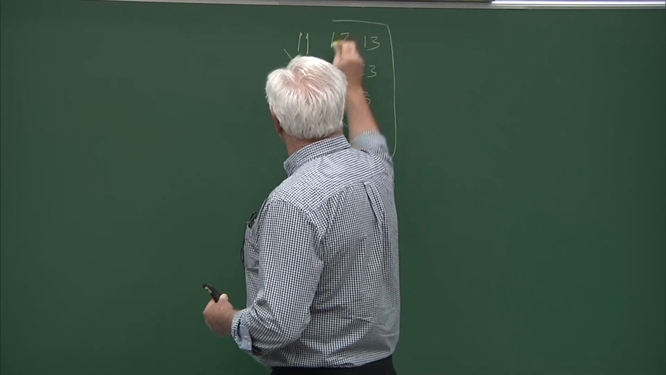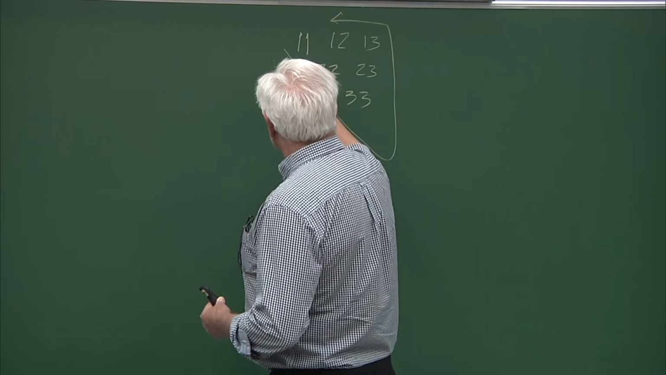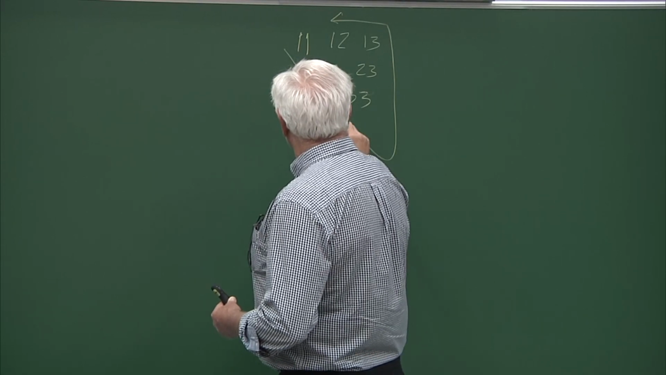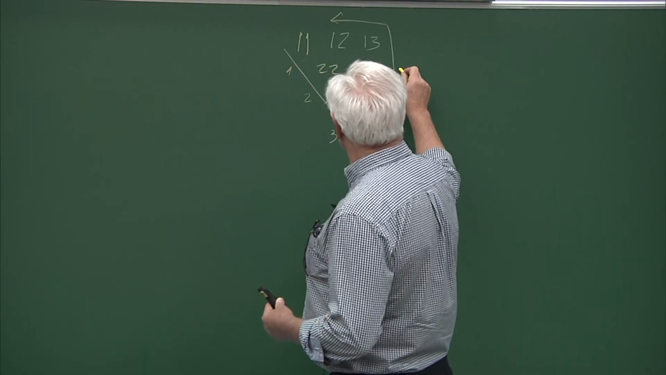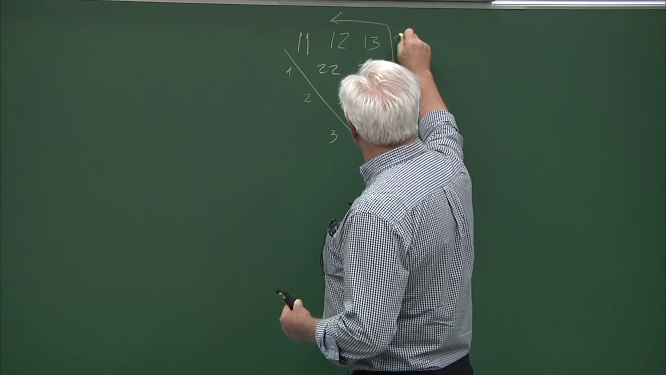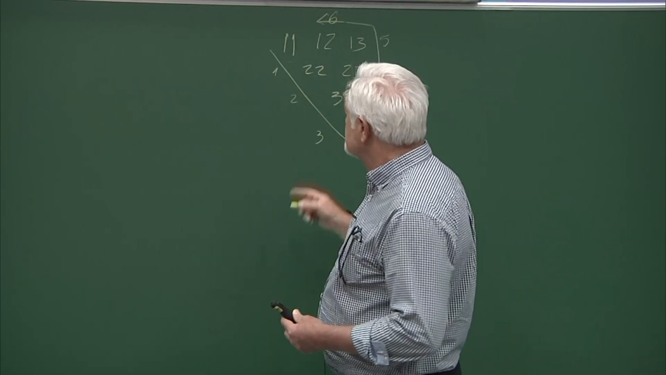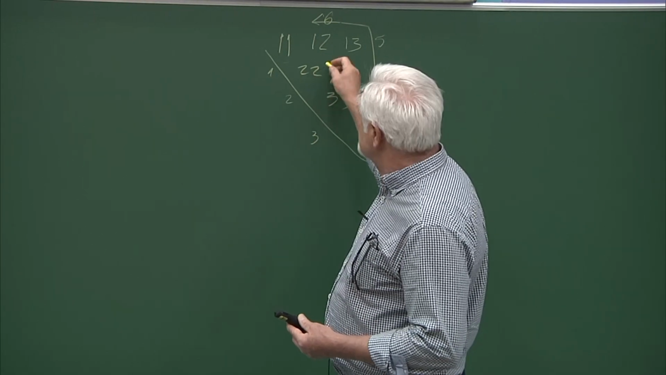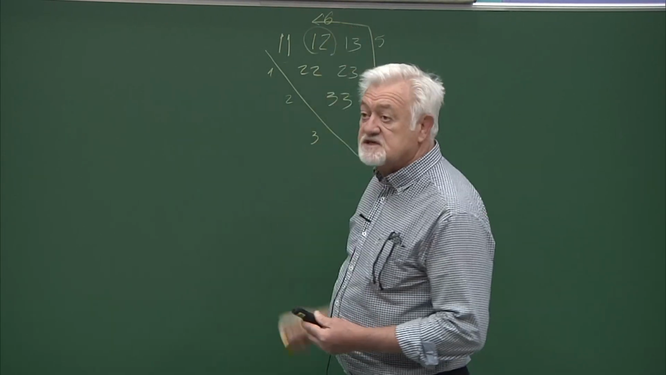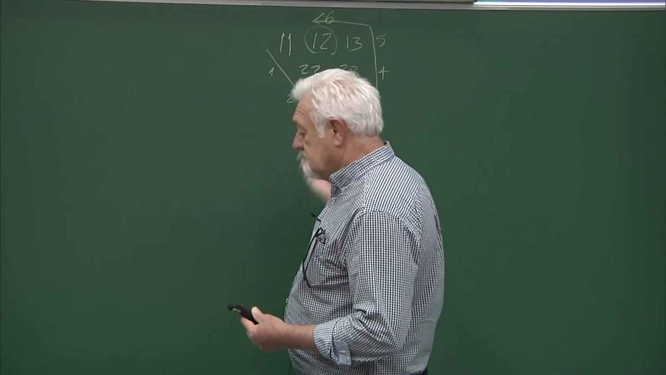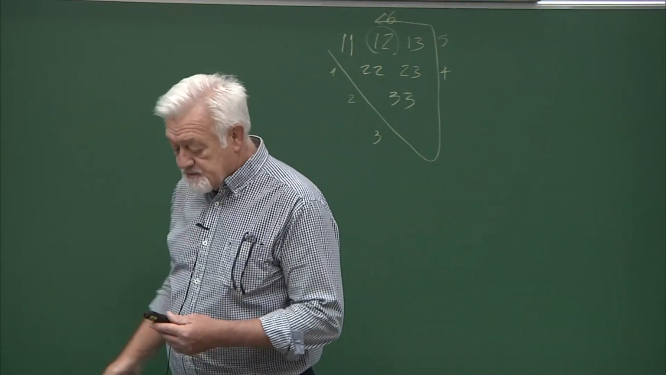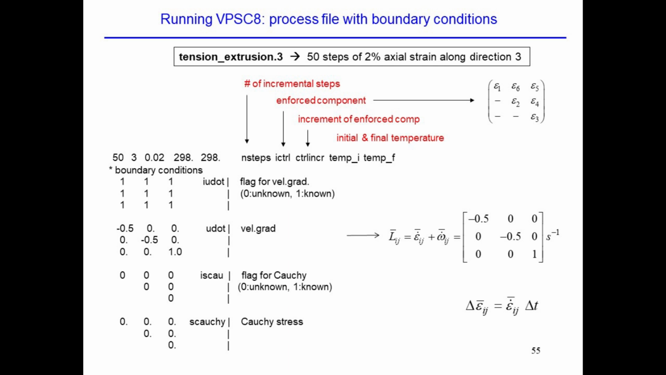The Voigt notation assigns 1 to this component, 2 to this component, 3 to this component, 4 to this component, 5 to this component, and 6 to this component. So if you impose sigma 12 or epsilon 12, you are going to be imposing the component 6. You get the gist.